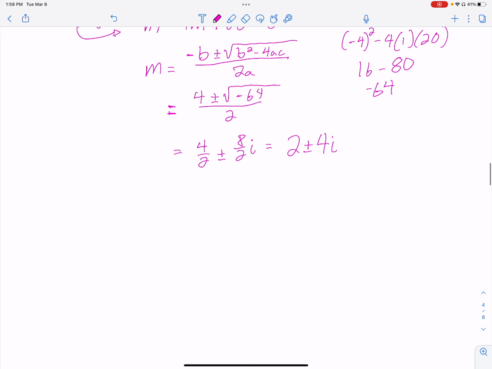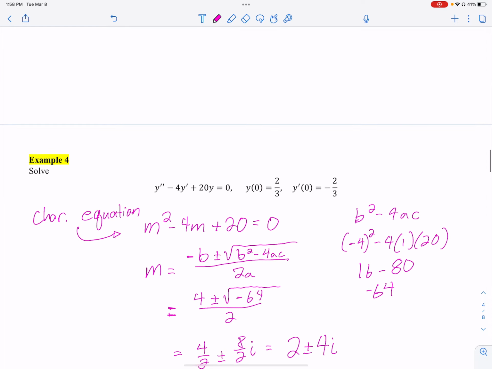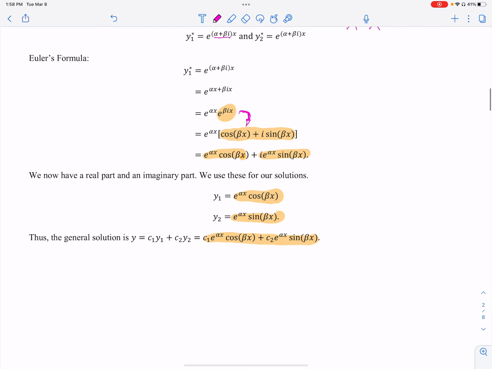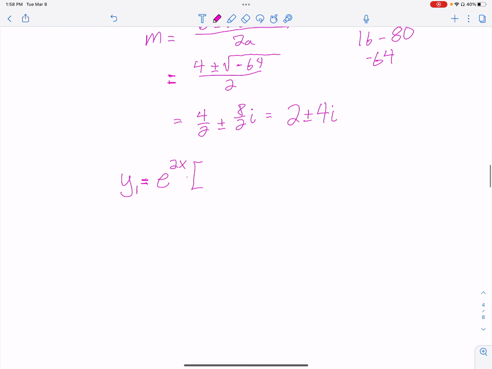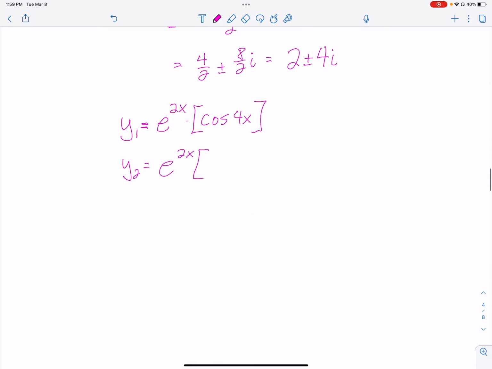Now, I can use the equations that we just came up with a second ago that were just saying, hey, if I have this, I can come up with my solutions. So y1 equals e to the alpha, which is 2x, times, okay, let's go snag this, cosine beta x. So beta is 4. Okay, y2 is e to the 2x times, I think it's sine. Let's go make sure. Yep, sine beta x. So we get sine 4x.